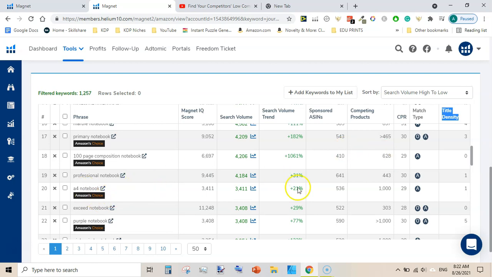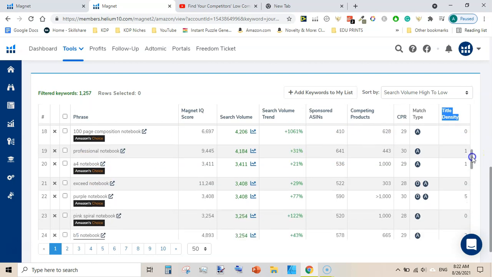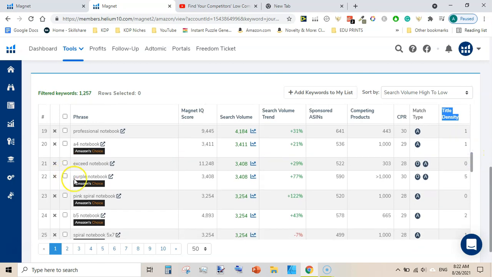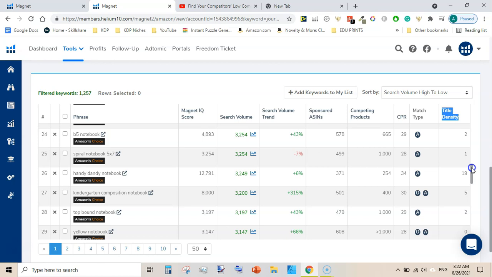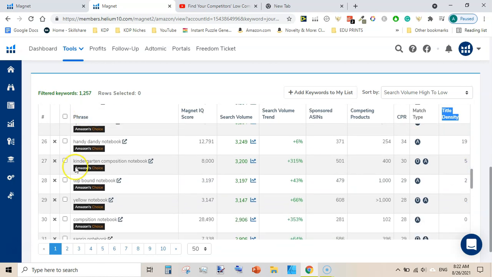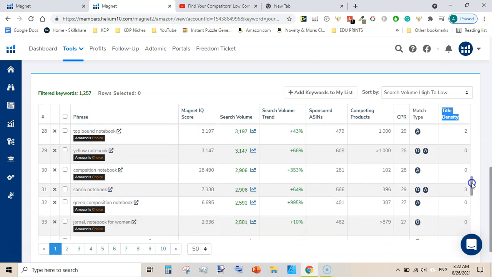Okay, A4 notebook, very good niche again. Purple notebook. Okay, who thought of that? Purple notebook, I haven't thought of that. 1000 competing products, over 3000 search volume, and now handy dandy notebook, maybe a brand name. Kindergarten composition notebook, 400 competing products, only 3200 search volume, and Magnet IQ score is 8000. Yellow notebook, very good niches here.